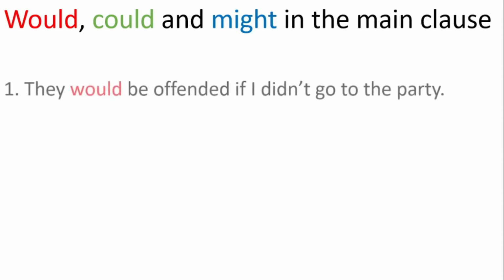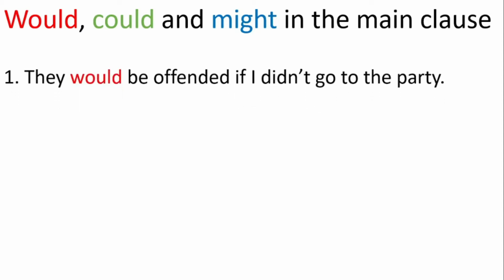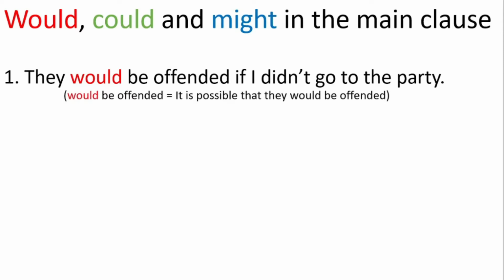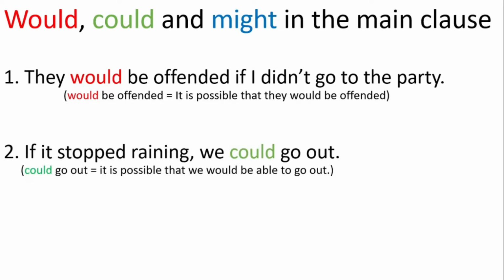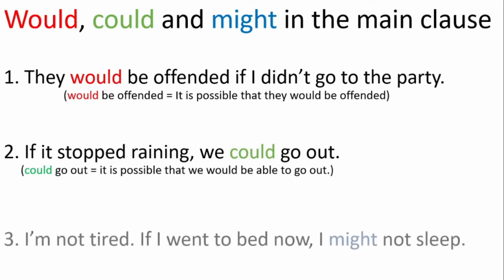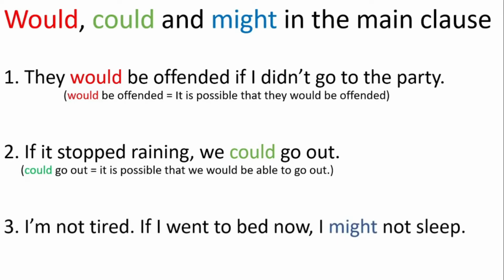First example. They would be offended if I didn't go to the party. Would be offended means it's possible that they would be offended. Second example. If it stopped raining, we could go out. Could go out means it's possible that we would be able to go out. Third example. I'm not tired. If I went to bed now, I might not sleep. Might not sleep means it's possible that I wouldn't sleep.